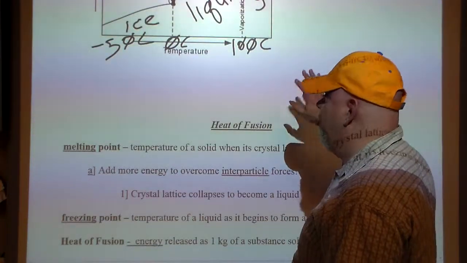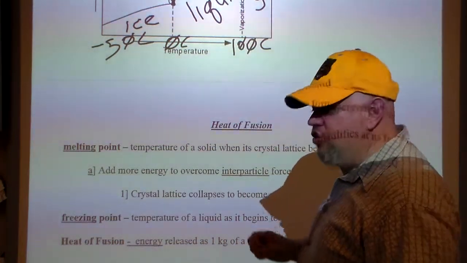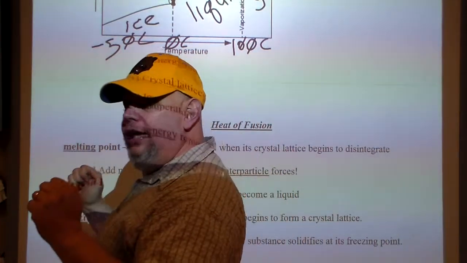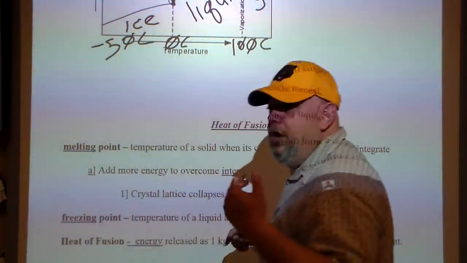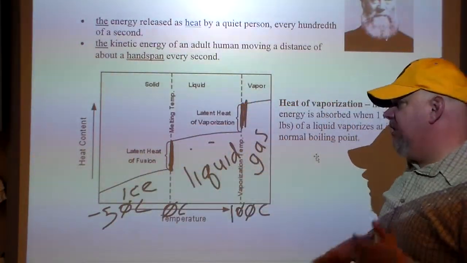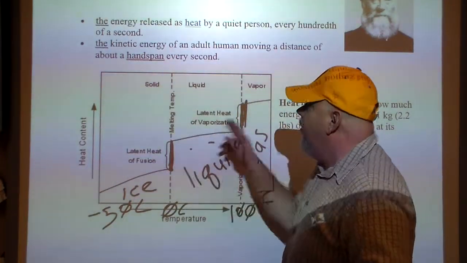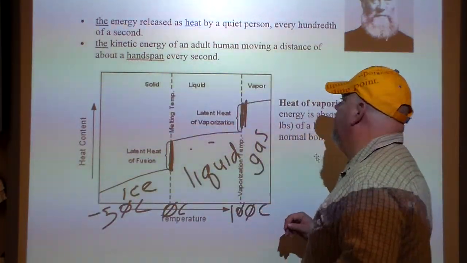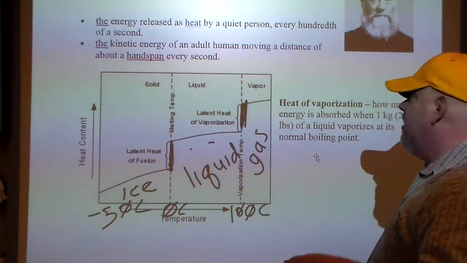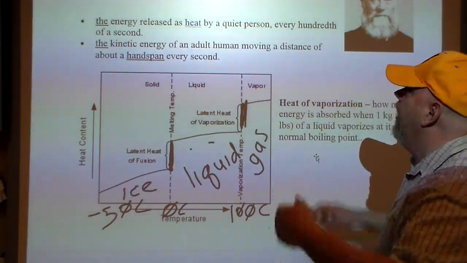And at this point, we have talked about heat of fusion. How much energy does it take to change something that's all ice, all solid, to all liquid, or vice versa? We've looked at this chart here that shows us a little bit about what it takes to go from ice to liquid to gas. And we looked at water as a great example of it. We talked about the heat of vaporization. How much energy do you need to change a liquid into gas? All liquid to all gas.